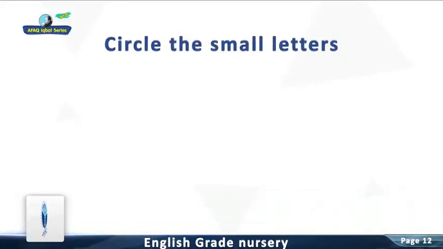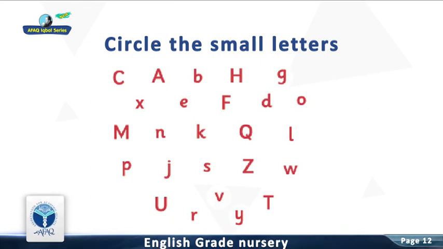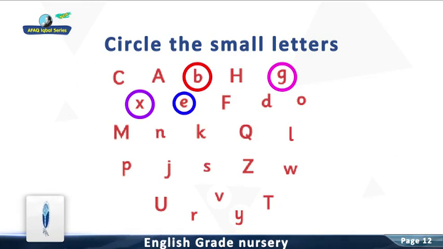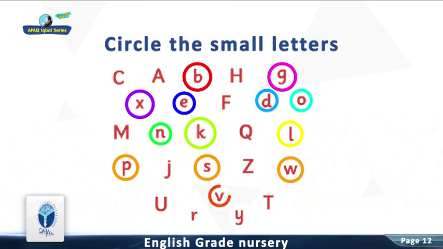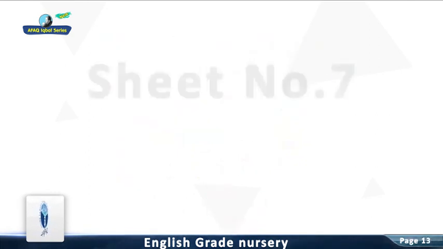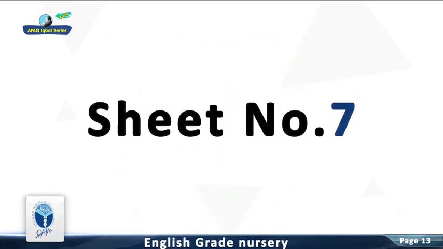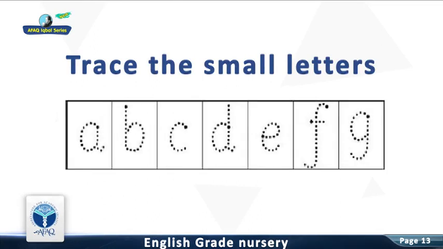Sheet number 6. Question is, circle all the small letters. B, G, X, E, D, O, N, K, L, P, S, W, V, R, Y. Sheet number 7. Question is, trace the small letters.